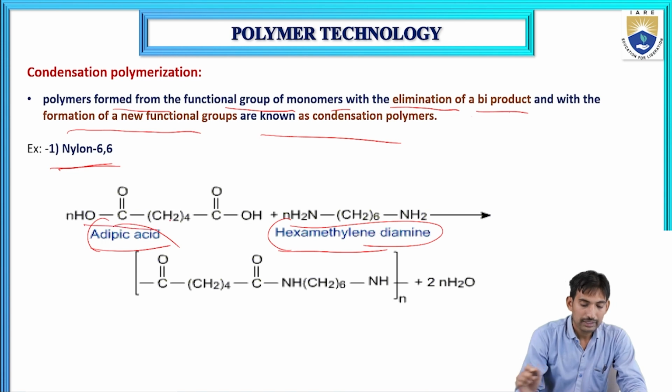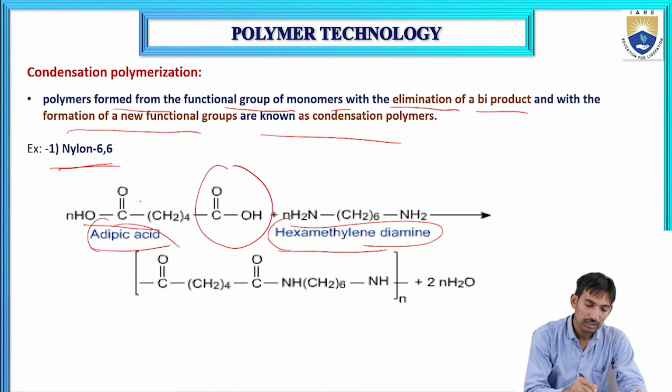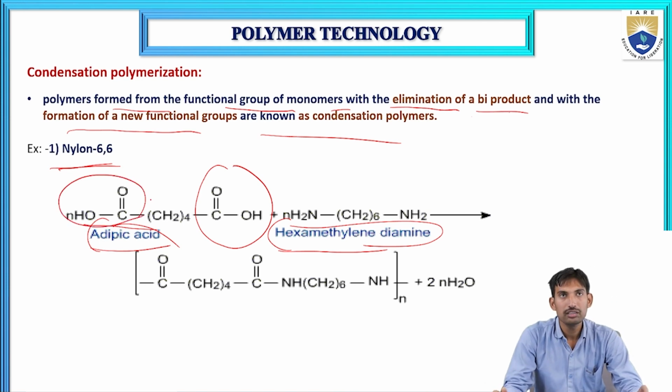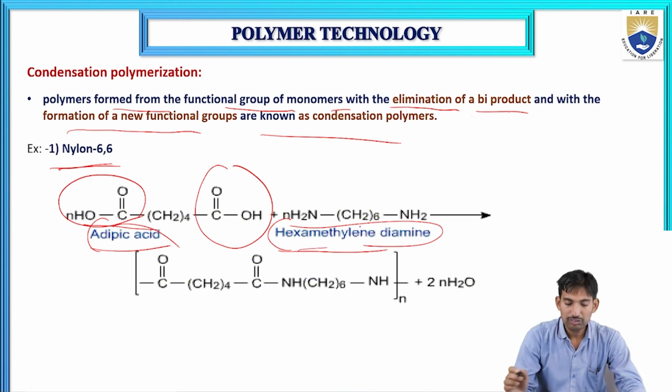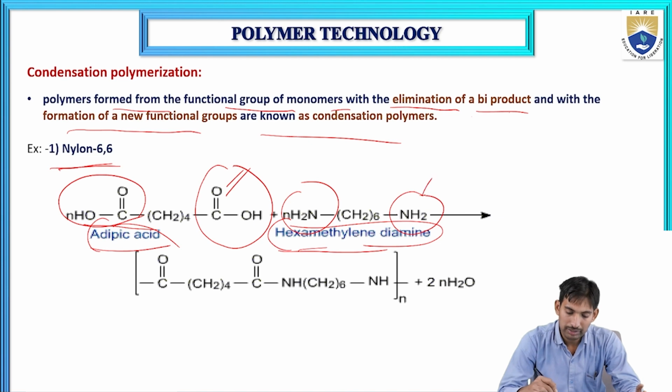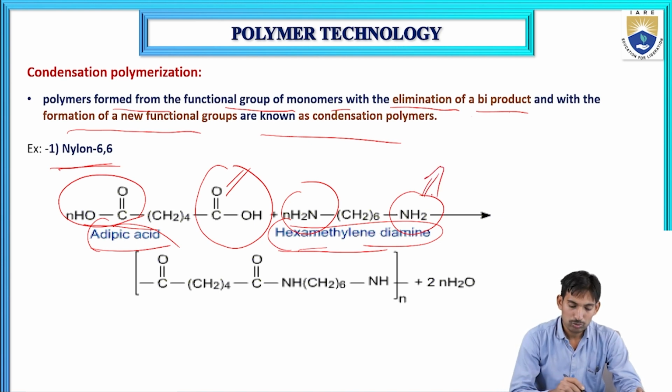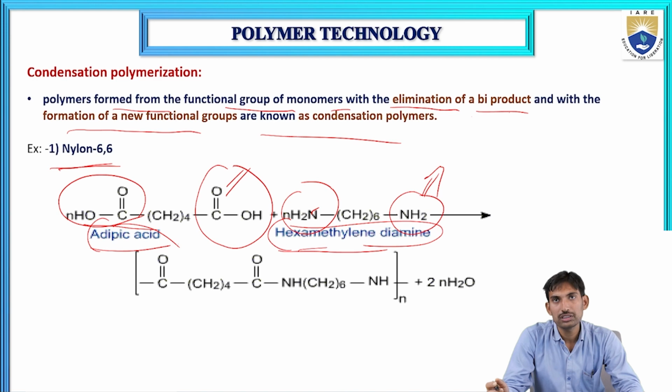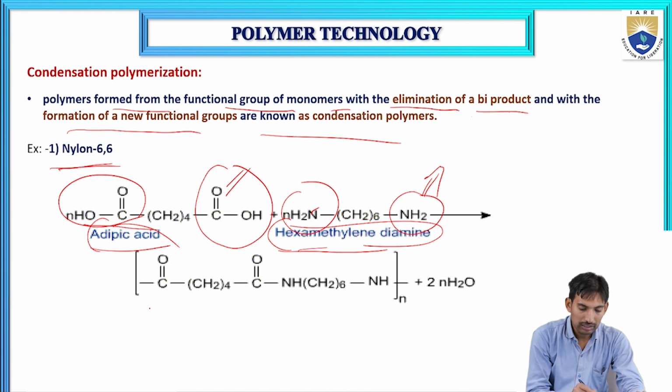See, in adipic acid, what functional groups are there? The functional groups are C=O OH and C=O OH, meaning adipic acid has the carboxylic acid functional group. Similarly, hexamethylene diamine has the amine functional group, NH2 and NH2. The first monomer, adipic acid, has carboxylic acid functional groups, and hexamethylene diamine has amine functional groups. These two undergo polymerization to form nylon 6,6.